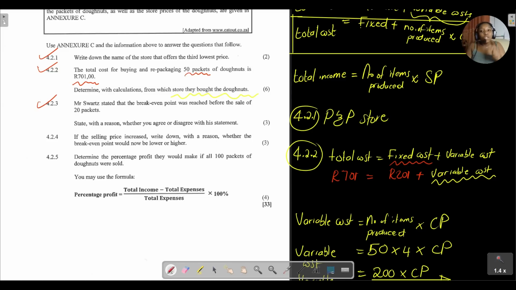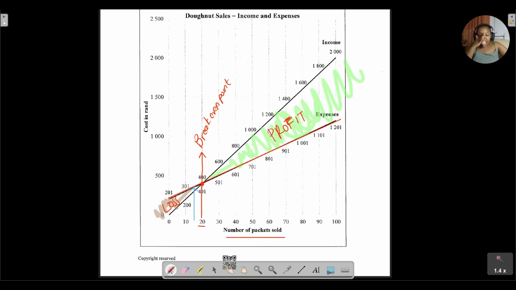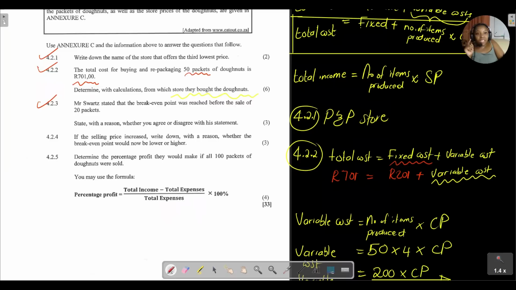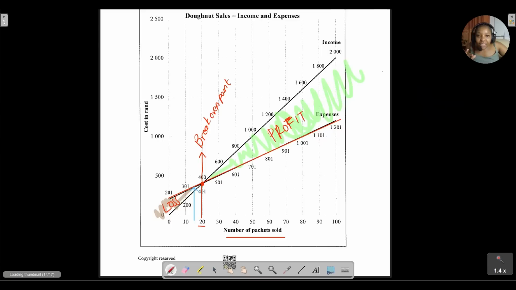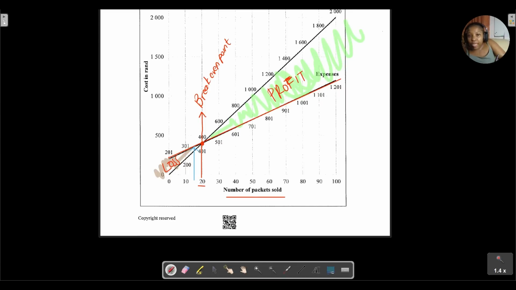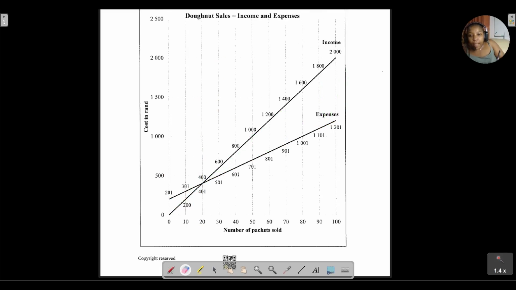Question 4.2.4. If the selling price increased, write down with a reason whether the break-even point would now be lower or higher. So here, you need to practicalize this. If you were to increase the selling price of something, we know from this equation that you're going to increase the income that you will get. Simple as that. So if you're looking at this graph, I'm going to make use of blue and focus on the income graph. I'm going to highlight the income graph.